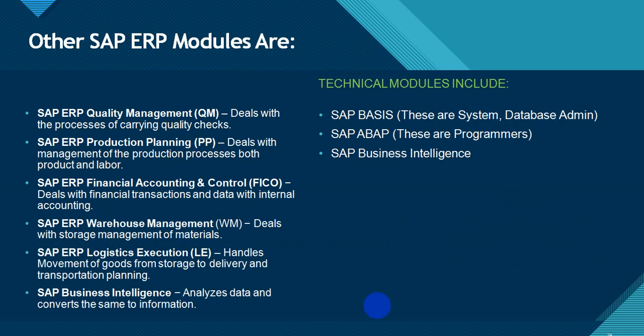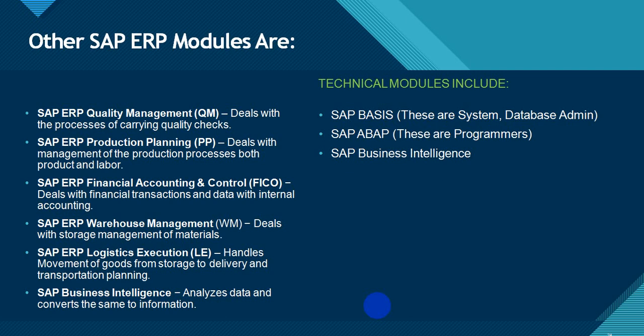Then other ERP modules are SAP ERP Quality Management, QM for short. This deals with the processes of carrying out quality checks. So for those in quality management or quality assurance, this is for you.